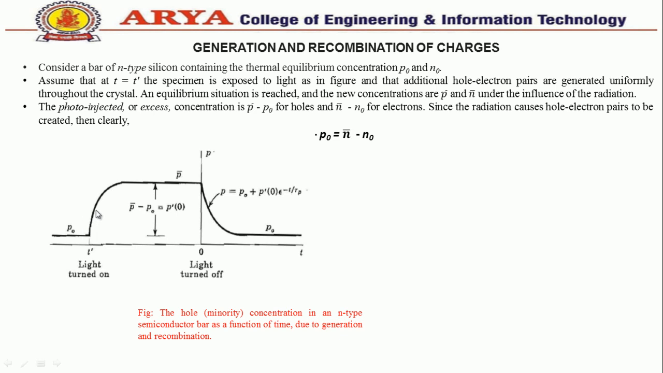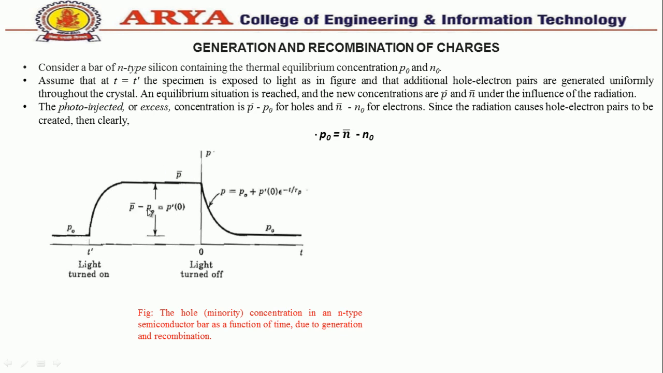So an equilibrium condition is reached after some time, and the new concentrations are now P bar and N bar under the influence of radiation. So the photo-injected or excess concentration, that is P bar minus P0 for holes, or N bar minus N0 for electrons, since the radiation causes electron-hole pairs to be created. So photo-injected excess concentration is represented by P bar minus P0 or N bar minus N0.